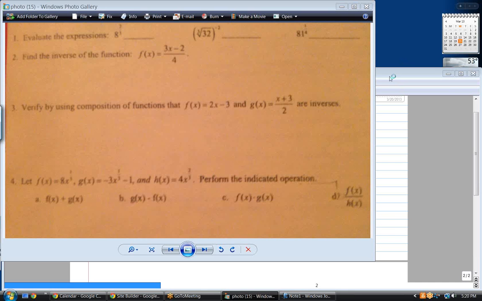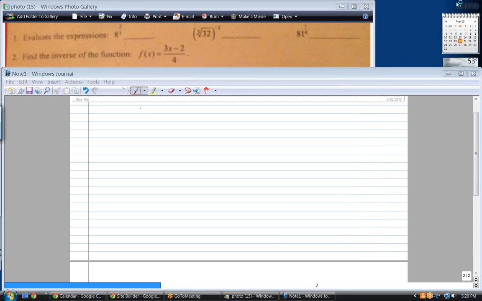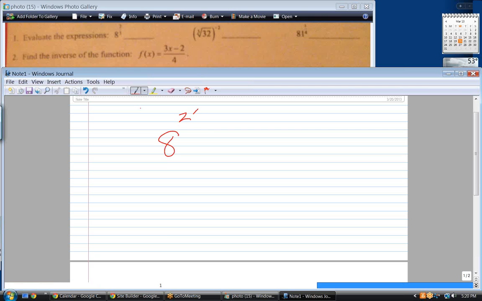Yeah, I guess just all of them so far. Okay, except for the... Yeah, if you know how to do them, then we don't need to go over it. But 8 to the 2/3. What does that mean, first of all?